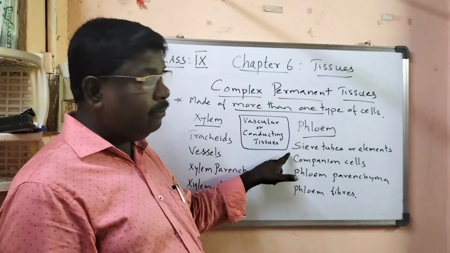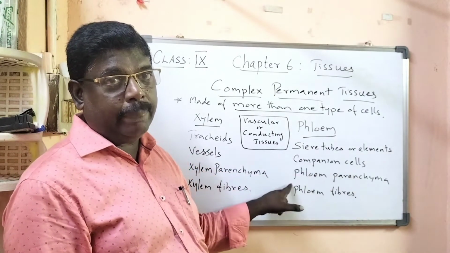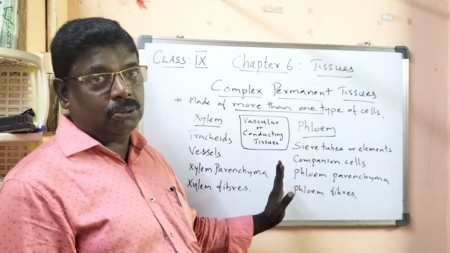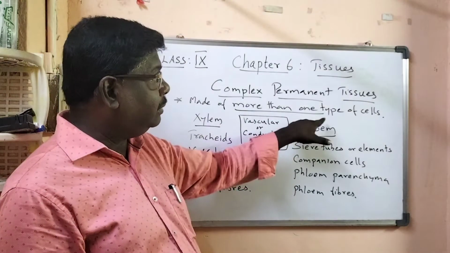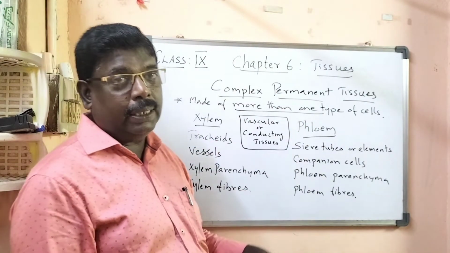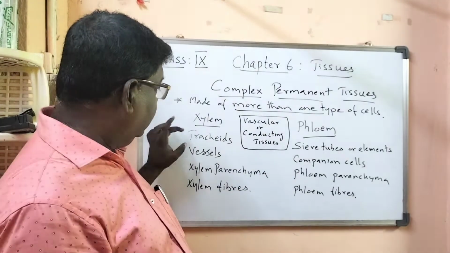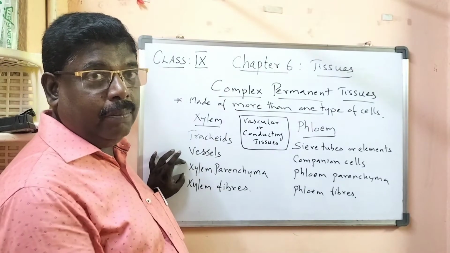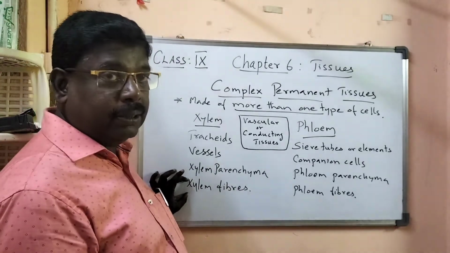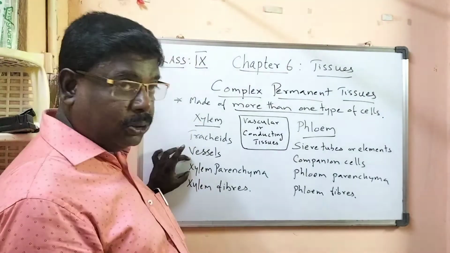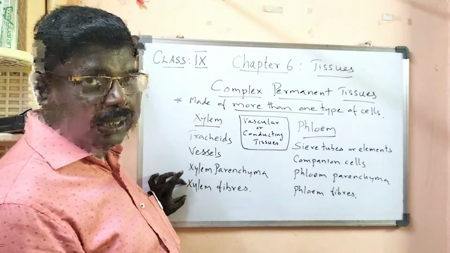Under phloem, we have sieve tubes or sieve elements, companion cells, phloem parenchyma, phloem fibers. That is why it's called a complex tissue. So more than one type of cells. See, four types. So only they are called complex permanent tissue. The tracheids and vessels will conduct water. Xylem parenchyma will store food. Fibers will provide strength. These two conduct water. This will store food. This will give the strength, support.